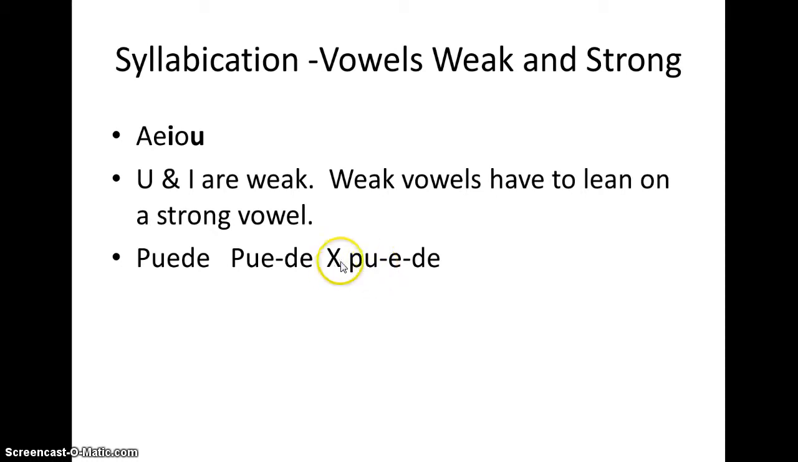Theoretically, it could, until you realize that u is a weak vowel. And so the rule says a weak vowel can't stand in its own syllable over here with the p. It's going to need a strong vowel. So what you have to do is pull the strong vowel over here into this first syllable. So you really only have two syllables altogether. Understanding which vowels are weak and which ones are strong can help you get your syllables separated, and help you know how many syllables a word has. So don't say pu-e-de, say pue-de.